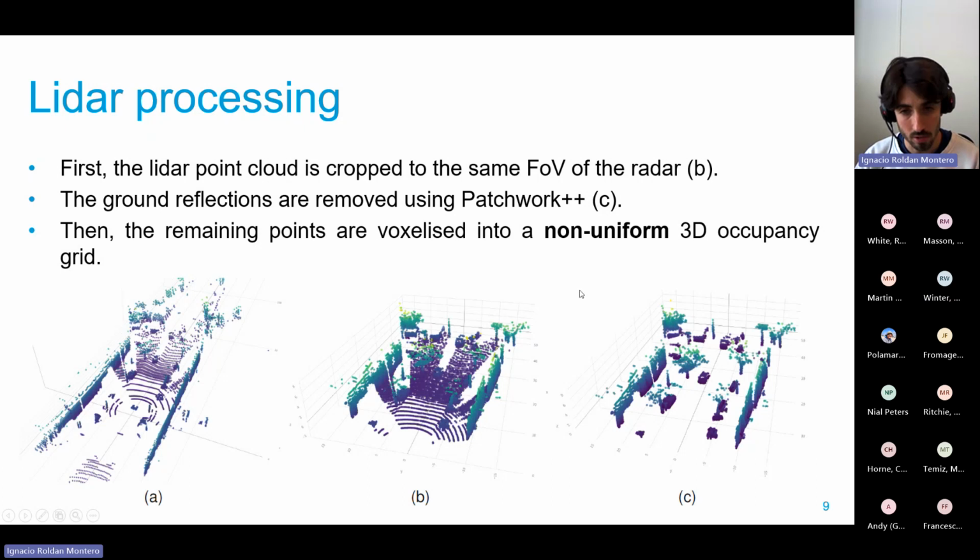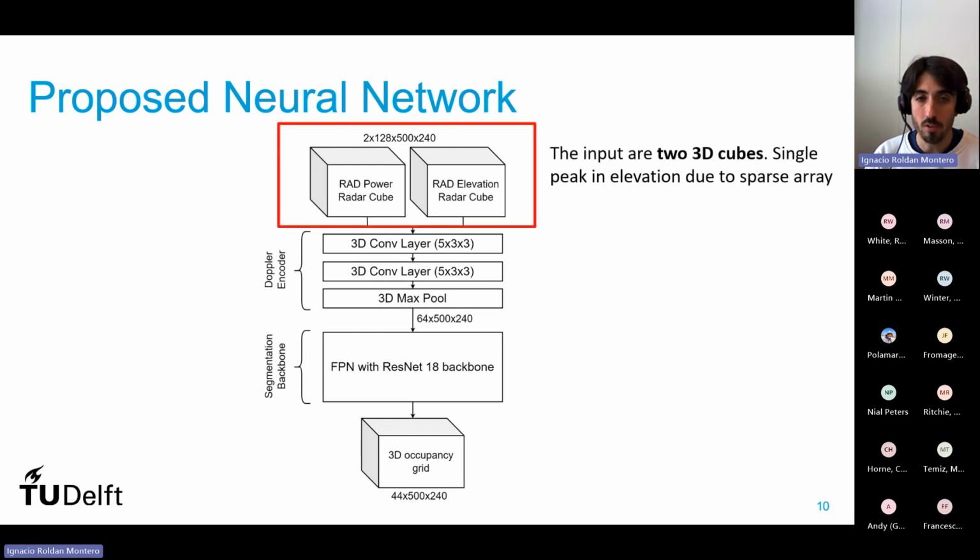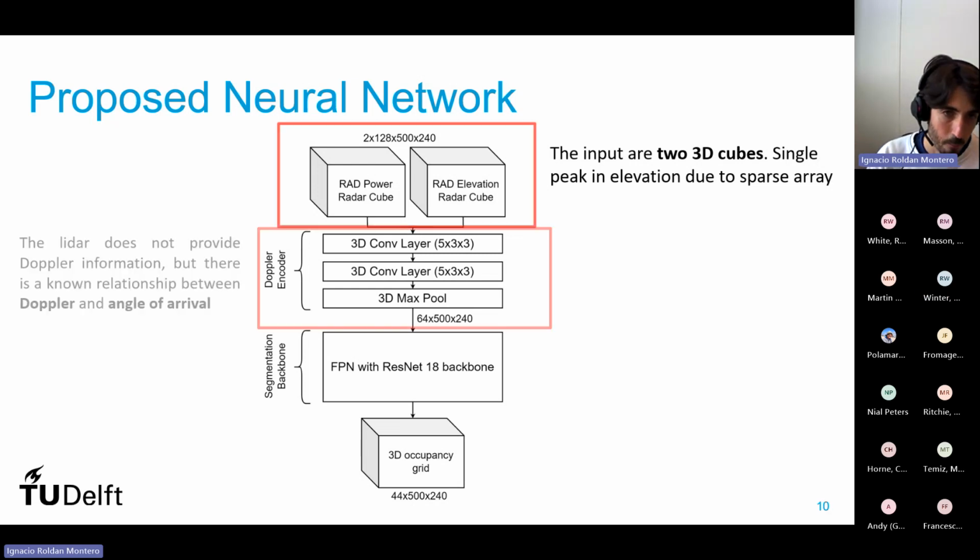So once we have our ground truth ready, we can train our neural network. So this is the neural network I am using. And each of the steps has a meaning. I will explain slowly. So the input of our network is 2 3D cubes. This is basically to save space because the dataset is quite huge. The power we encode in a float, and the elevation is an index. You can store it in an int, basically the bin index. So this is just for efficiency.